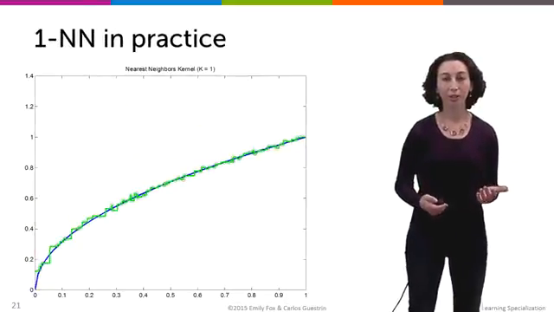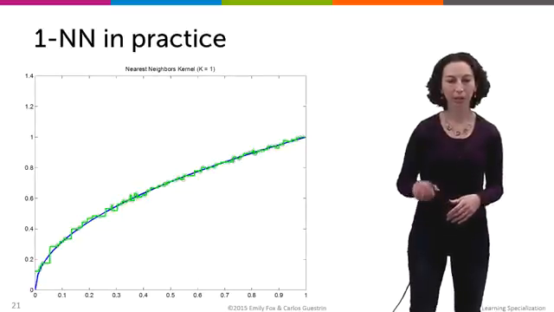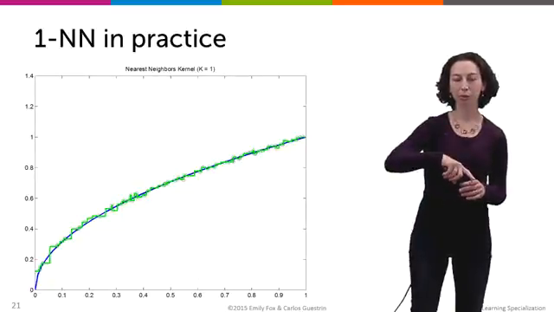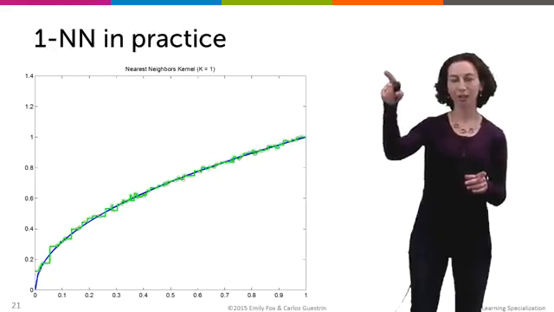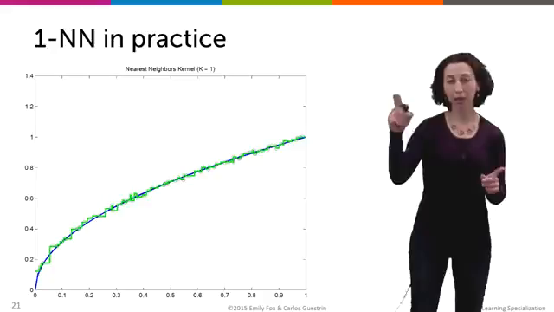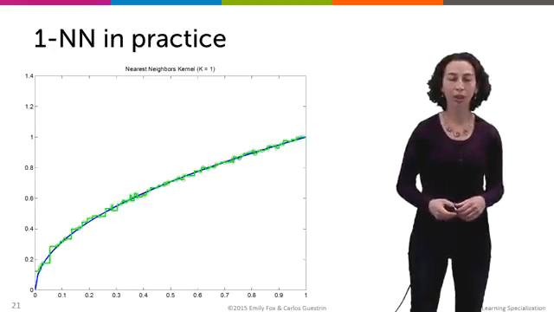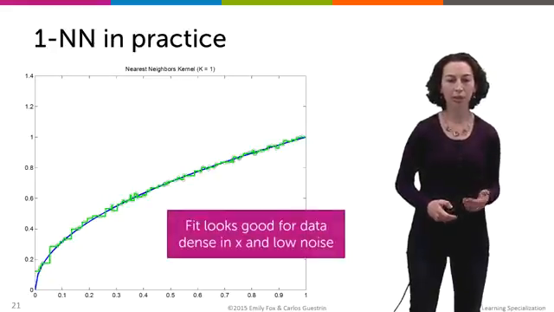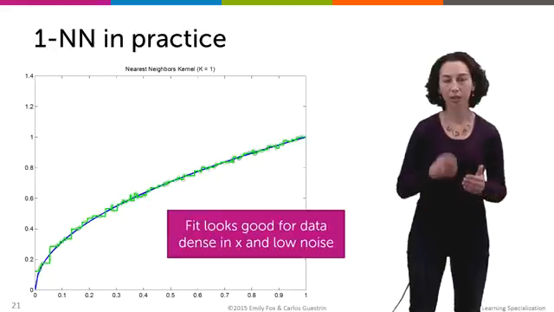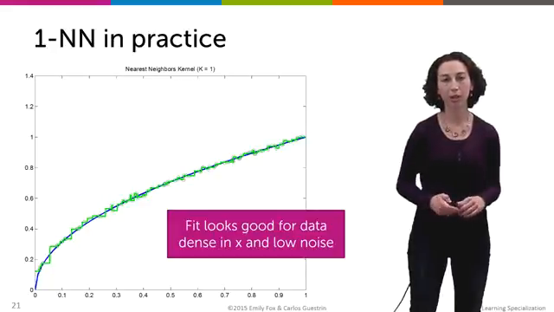So let's look at what this gives us on some actual data. Here we drew some set of observations from a true function that had this kind of curved shape to it. And the blue line indicates the true function that was used to generate this data. And what the green line represents is our one nearest neighbor fit. And what you can see is that the fit looks pretty good for data that's very dense in our input space, so dense in x. We get lots of observations across our whole input space.